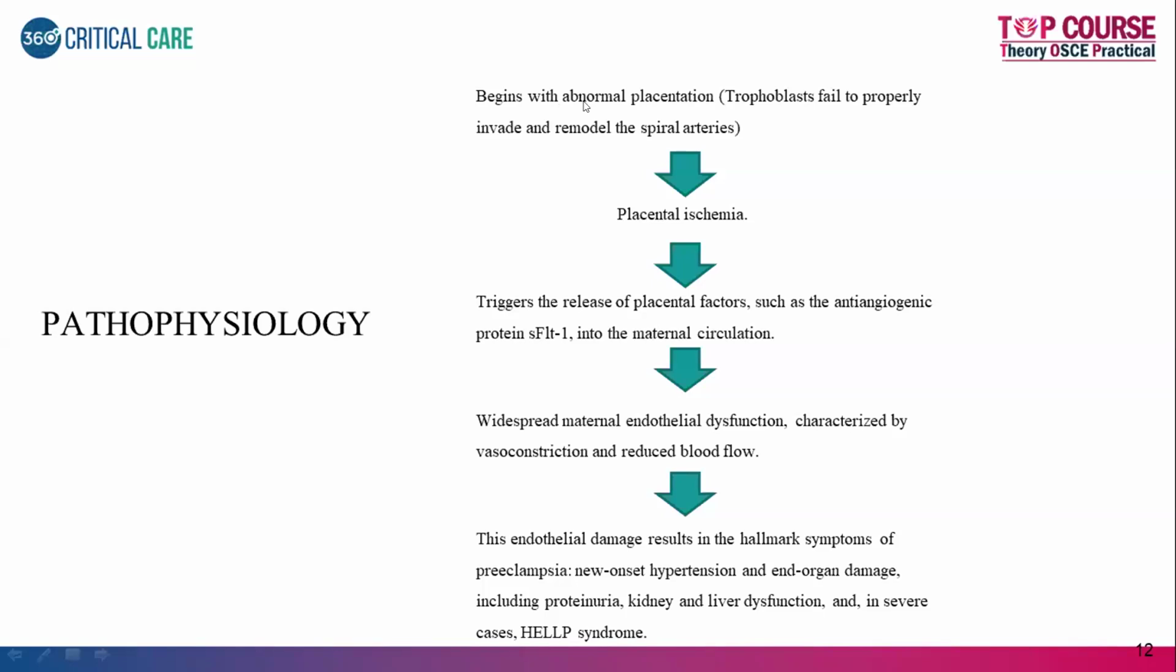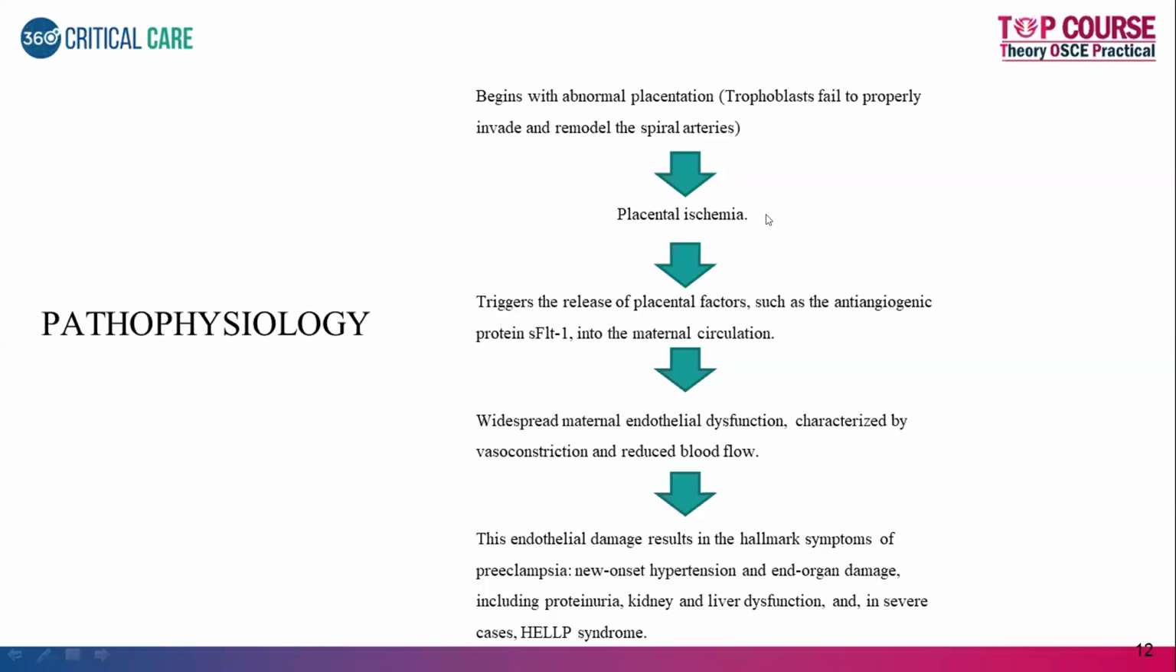What do you mean by abnormal placentation? That is, the trophoblasts fail to properly invade and remodel the spiral arteries. In order to know this in detail, you have to go through the normal placentation and remodeling process. But just for the exam's sake, write it as abnormal placentation. So what happens when there is abnormal placentation?